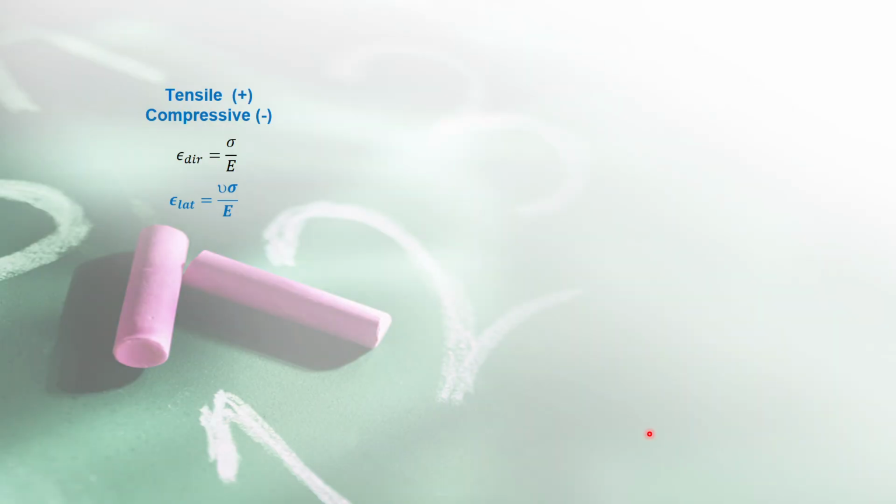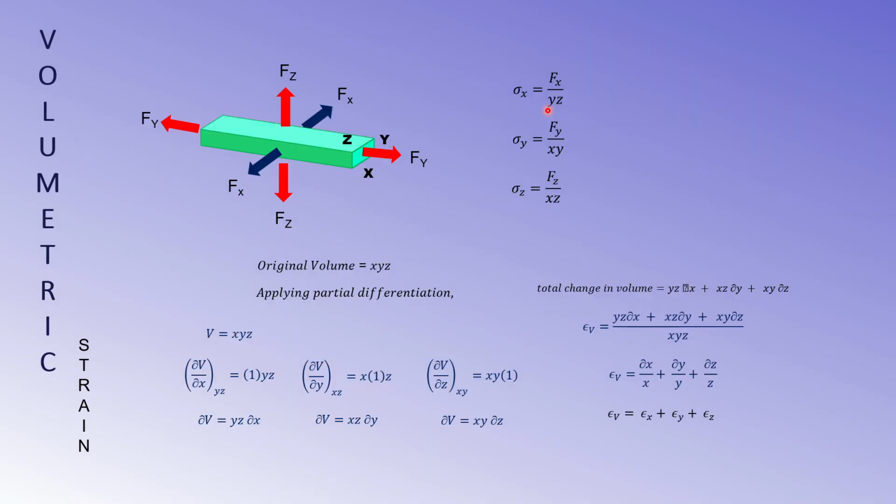Now the sign convention that we have used from the beginning is we consider tensile as positive and compressive as negative. We know that direct strain is equal to direct stress over Young's modulus. And also we know that lateral strain, from the earlier slides, is equal to the product of Poisson's ratio and the direct strain. We have this earlier from the previous page.